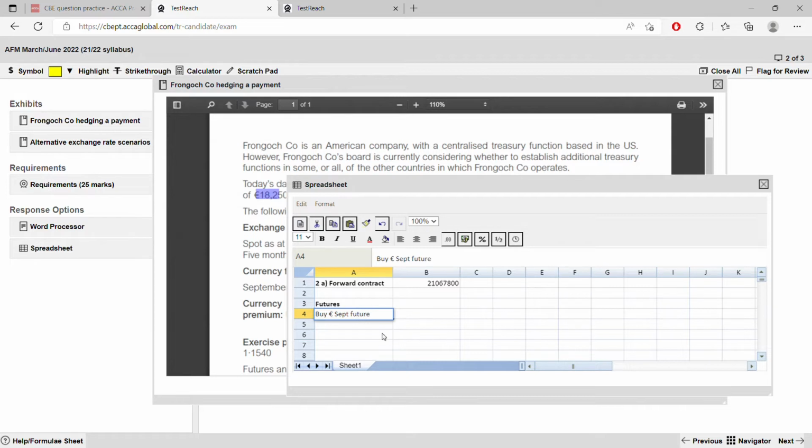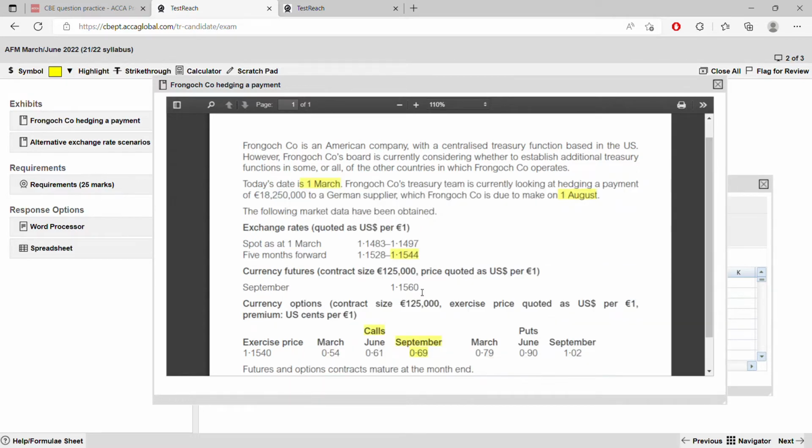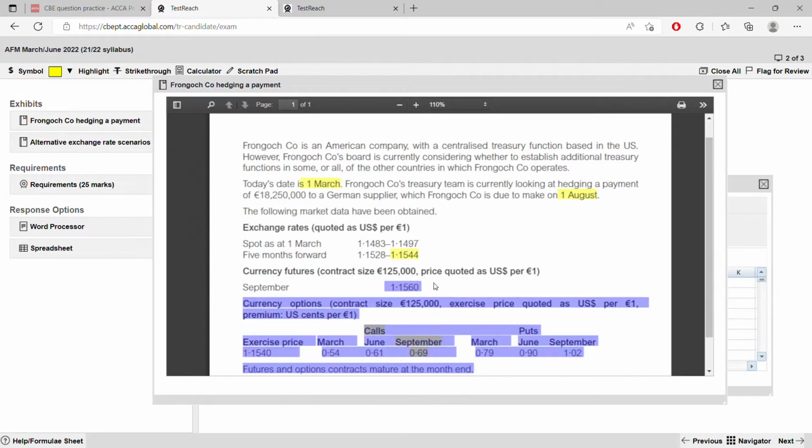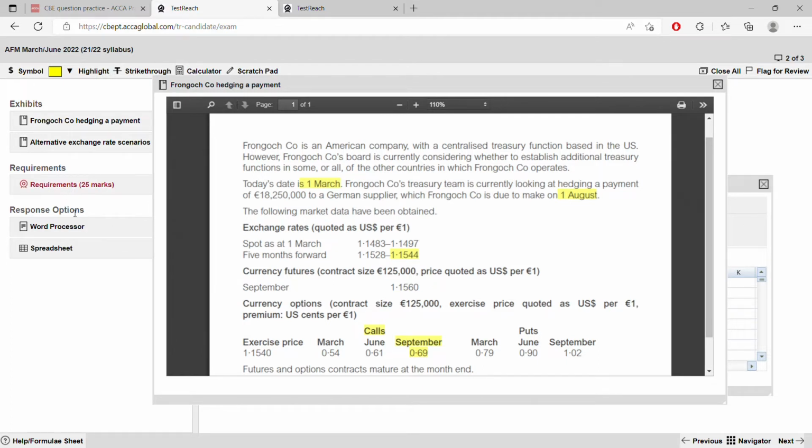Now, after this, remember you have to find the basis risk because you want to find the closing future price. Without that, you cannot find profit or loss. You only have the opening future price. This future price which is given to you, 11560, is the opening. You have to find the closing.